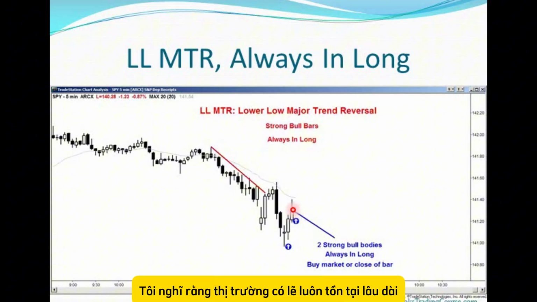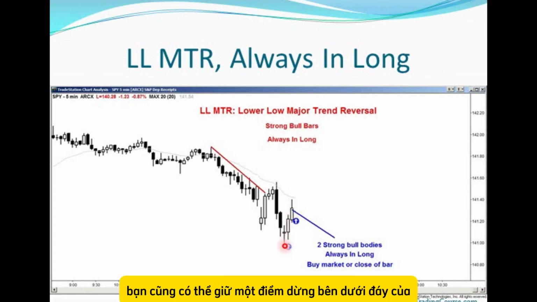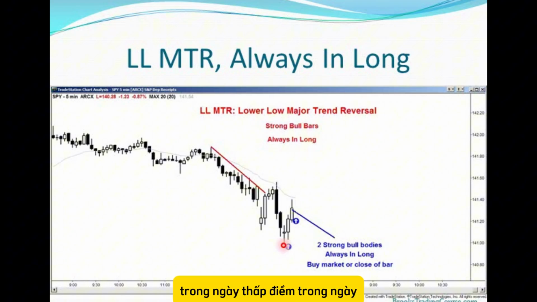And at this point, I think the market's probably always in long. We have a good entry bar and a good follow-through bar. So at this point, I think if you did not buy above the high of that bar, it's okay to buy the close of this bar and maybe put a stop below the bottom of the 2-bar bull spike. You could also keep a stop below the bottom of the day, the low of the day.